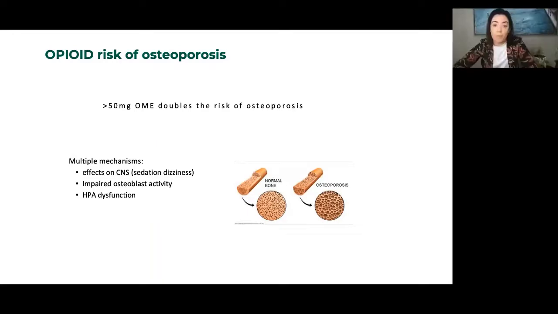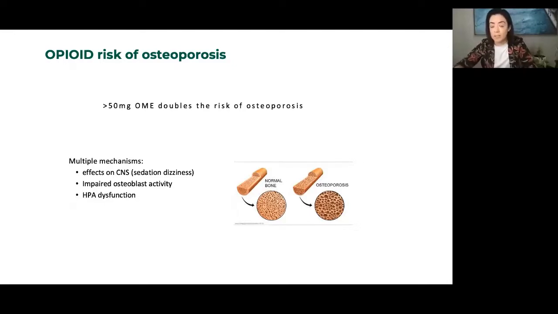So about 50% of patients receiving long-term opioid therapy have been cited to have low bone mineral density. And this is from a number of different factors. We know that opioids can cause that sedation and dizziness effect, which increases your falls risk. And then they actually impair osteoblast activity.